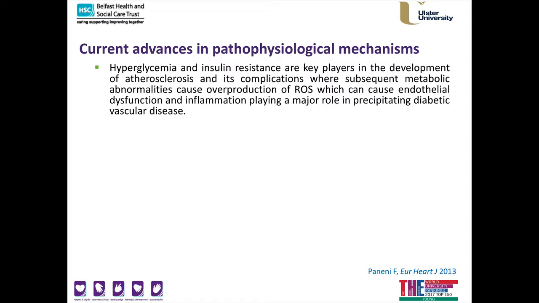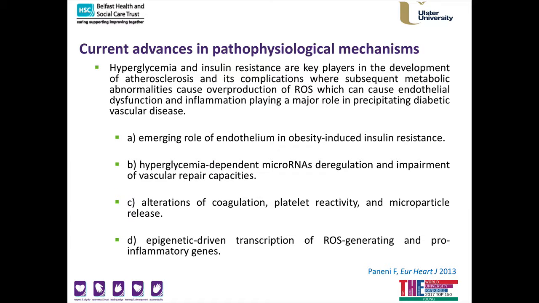Hyperglycemia and insulin resistance are key players. They affect the endothelial layer, and this can have a major role in precipitating diabetic vascular disease. Current concepts are looking at endothelial-related factors, particularly in obesity-induced insulin resistance, which I believe is going to be a huge factor for clinicians over the next 10, 20 years and further on.